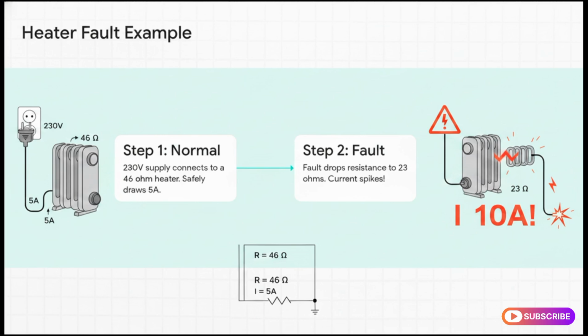Let's look at a practical, everyday example. Step 1. You plug a standard space heater into a 230-volt wall supply. Inside that heater, the heating element has a resistance of 46 ohms. Well, 230 divided by 46 is 5, so the heater safely draws a steady current of 5 amps.